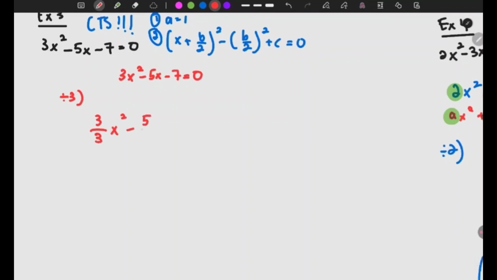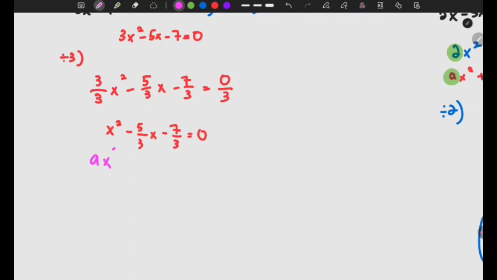So 1 we usually don't write, because whatever times 1, like x times 1 is x, 10 times 1 is 10, 20 times 1 is 20. So the one that is just like nothing, we don't write. 0 divided by 3 is 0, okay? And now substitute inside the formula, and from here onwards this is your new general formula, okay? Your a is nothing, meaning equal to 1, your b is negative 5 over 3, and your c is negative 7 over 3. So your a here is equal to 1 now, don't forget.